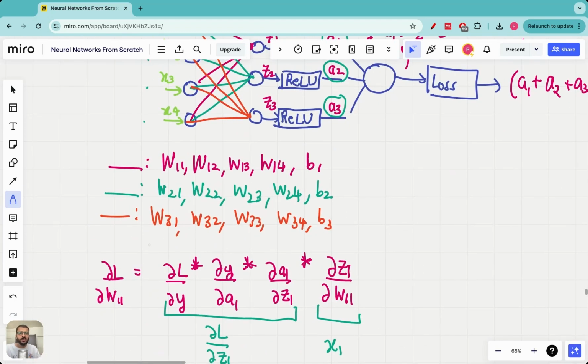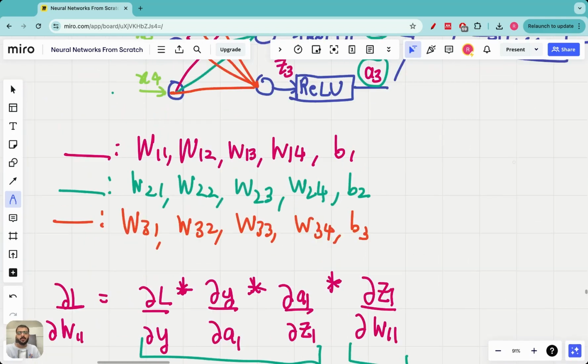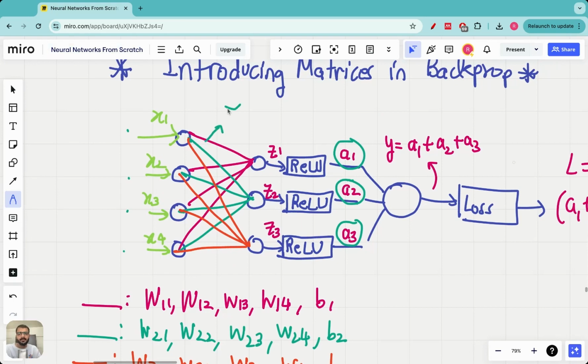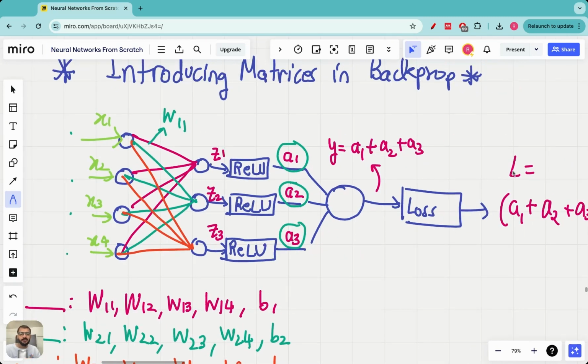Okay. So let's see where we introduce matrices in the first place. For that, I'm going to take the first weight here, W11. If you want to find the partial derivative of the loss with respect to W11, you will first find the partial derivative of loss with respect to Y, multiply with the partial derivative of Y with respect to A1, multiply with the partial derivative of A1 with respect to Z1, and then finally multiply with the partial derivative of Z1 with respect to W11. That's why it's called backpropagation, because there is a multiplication of four different terms with each other.